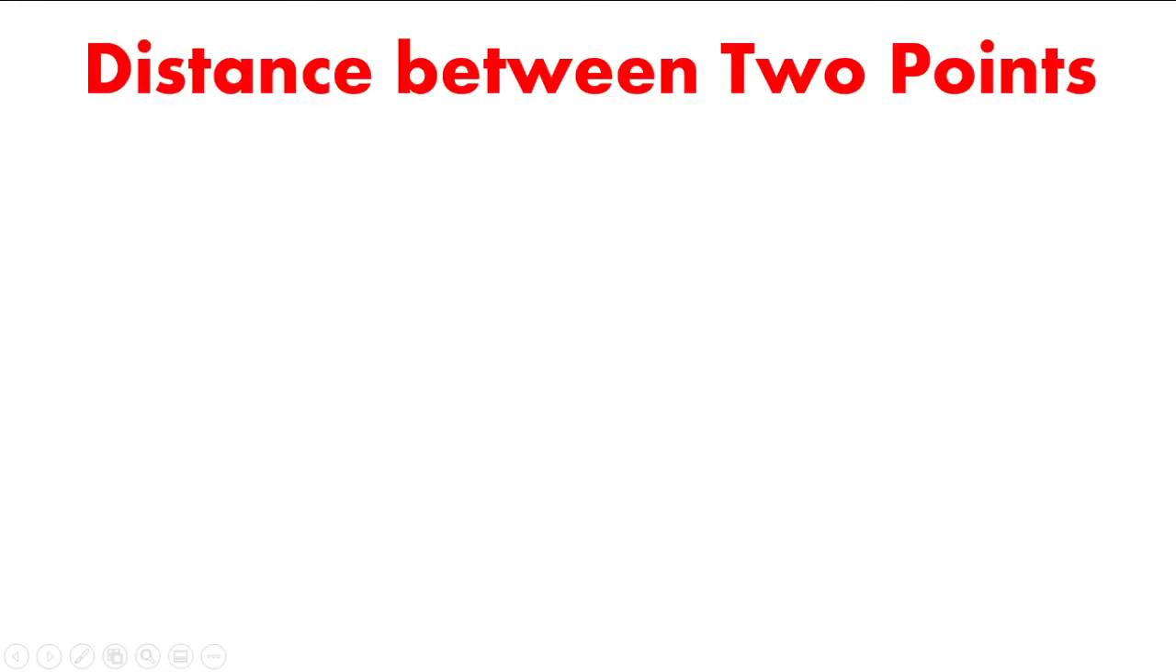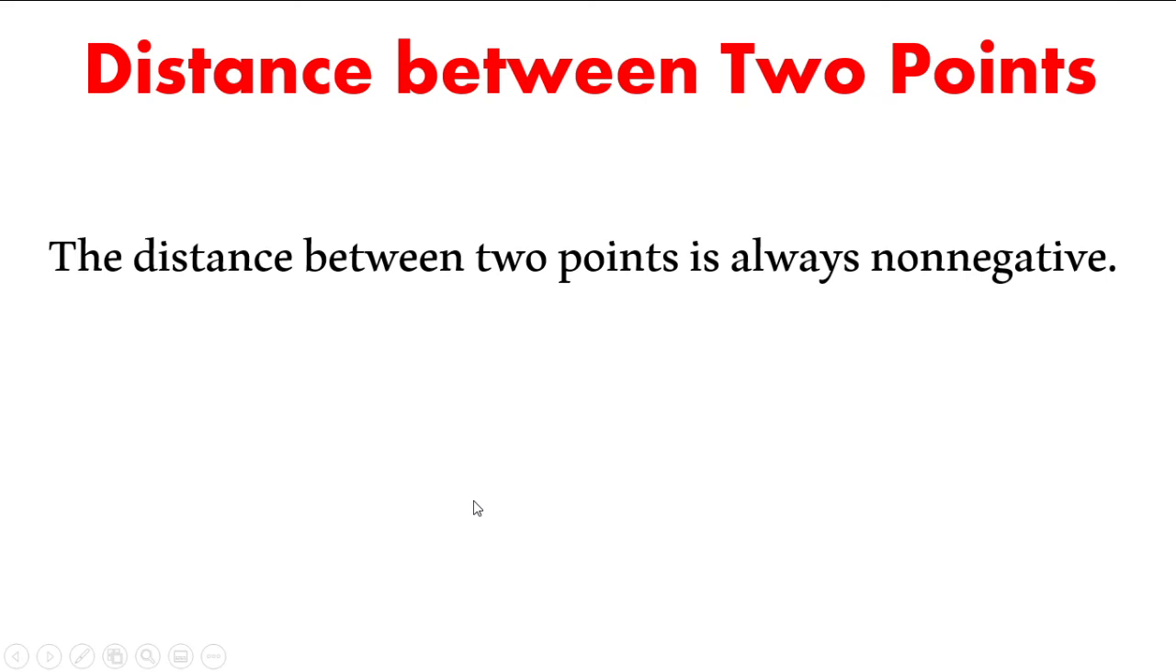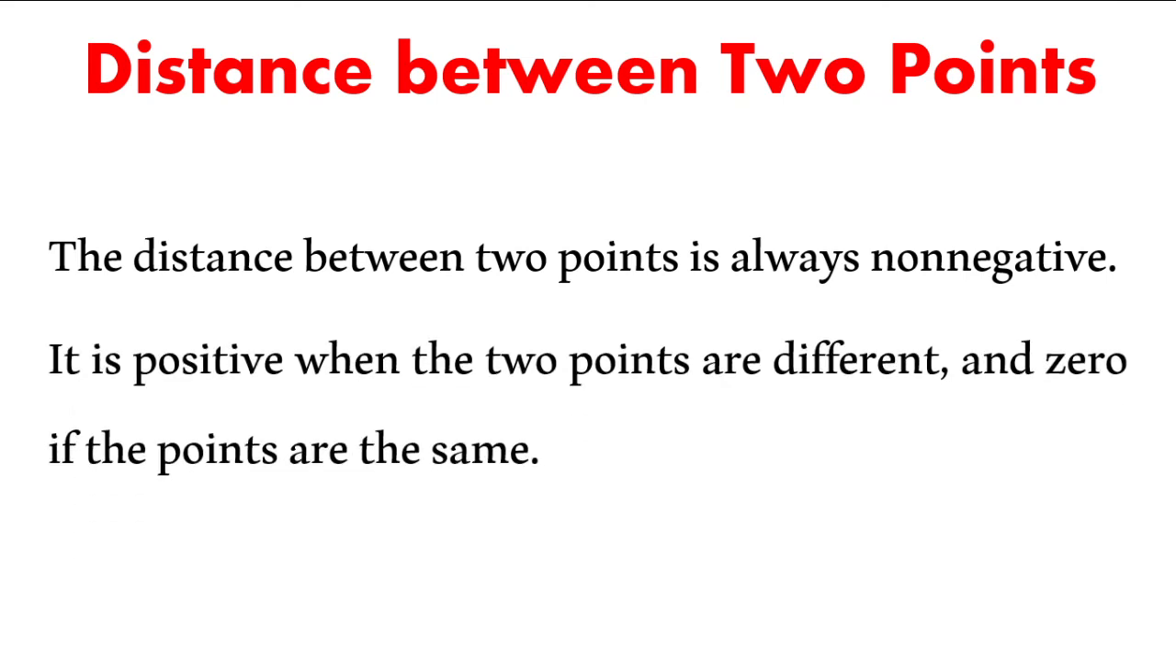Next, let's talk about the distance between two points. Now, remember that the distance between two points is always non-negative. It is positive when two points are different, and zero if the points are the same. Again, we're dealing with distance. There is no negative distance.